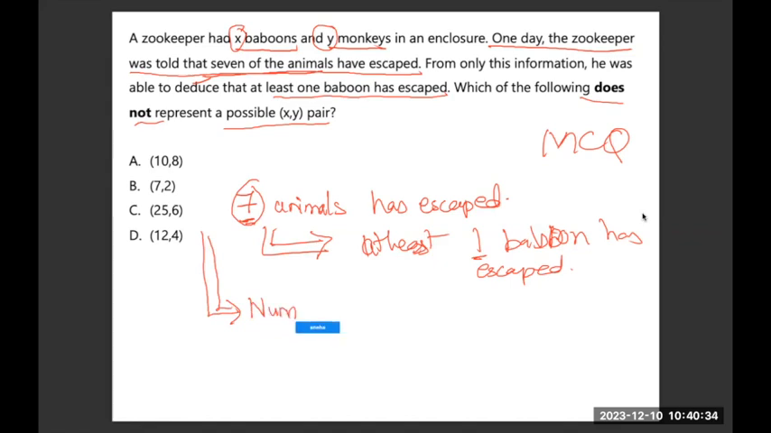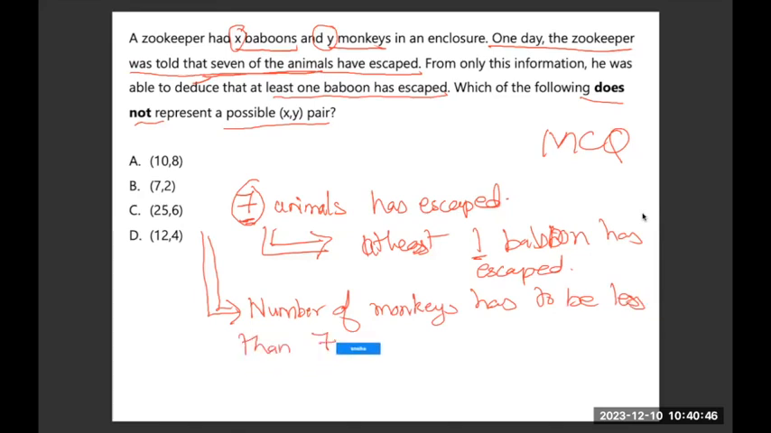I'm just writing it, number of monkeys has to be less than 7, which means the number of monkeys could be 6, could be 5, could be 4, 3, 2, or 1. It cannot be more than 7.